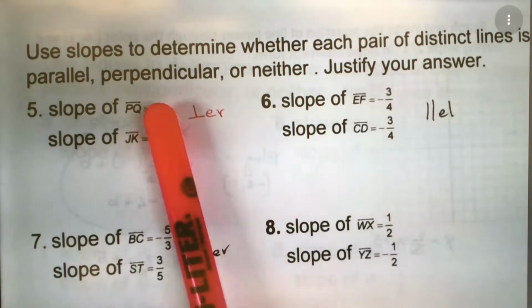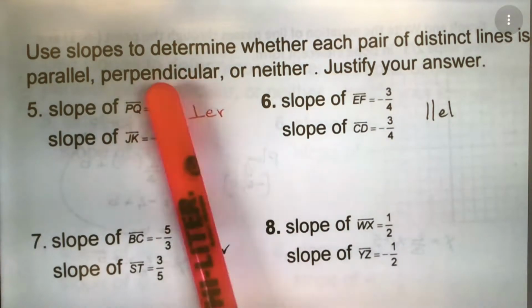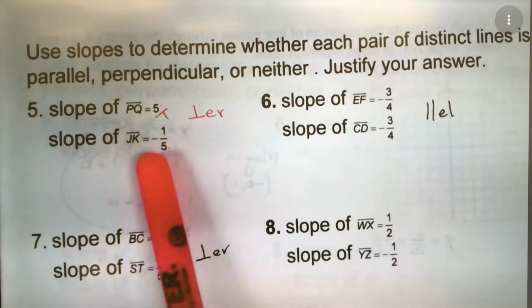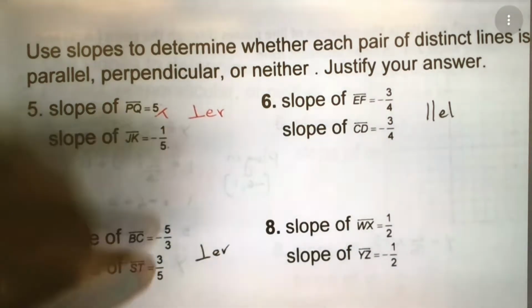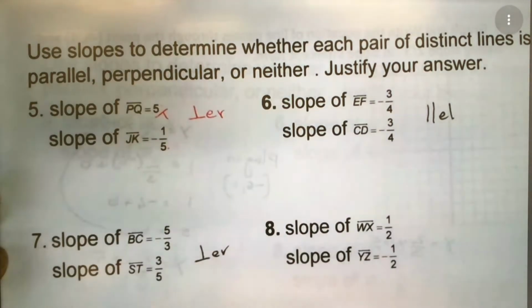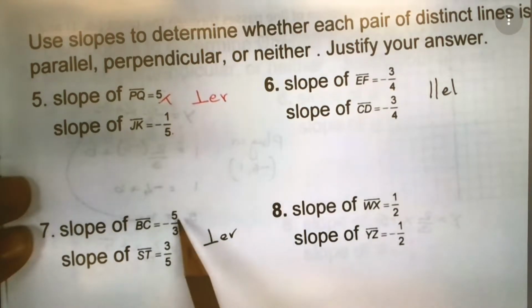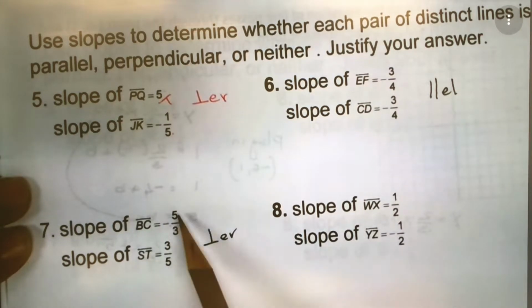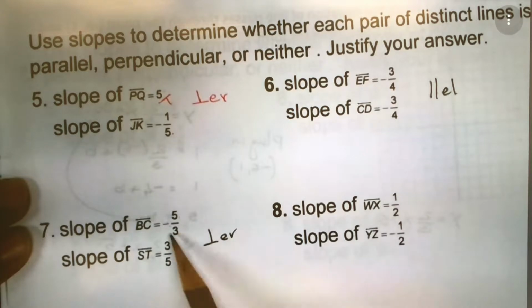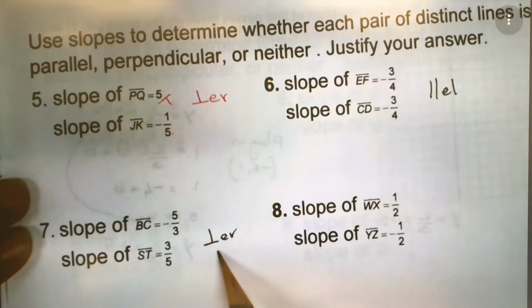The slope of the first one is 5, which I can write as 5 over 1, and the second one is negative 1 over 5. The signs are opposite and they are reciprocals, so they are perpendicular lines. The second one, both have the same slope, negative 3 over 4, so they are parallel lines. The third one, one slope is positive and one is negative, and the numbers are flipped, so the slopes are opposite reciprocals and they are perpendicular.